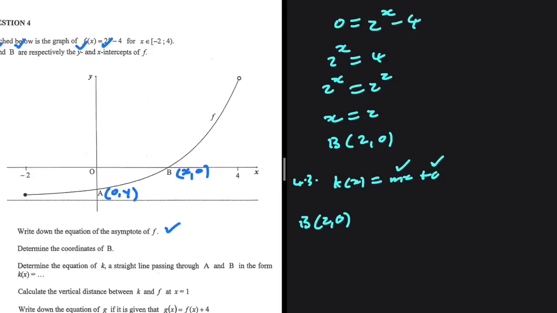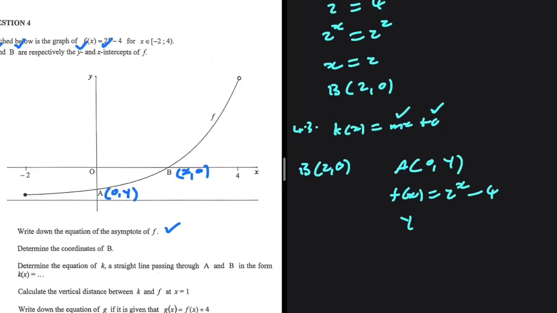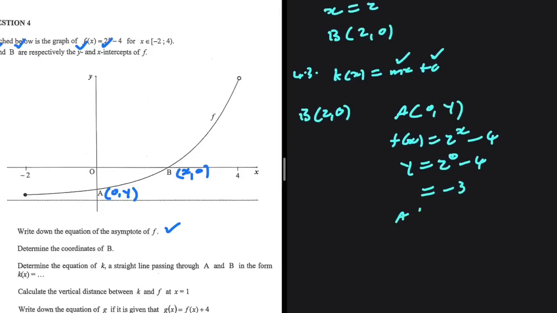If we can find the coordinates of A, we're going to be able to determine the gradient of k of x. So for the coordinates of A, we have x equals 0 and an unknown y value. If we substitute that into f of x equals 2 to the power x minus 4, we're going to get y equals 2 to the power 0 minus 4. Any number to the power 0 is 1, so we have 1 minus 4, which is minus 3. So the coordinates of A are 0 and minus 3.